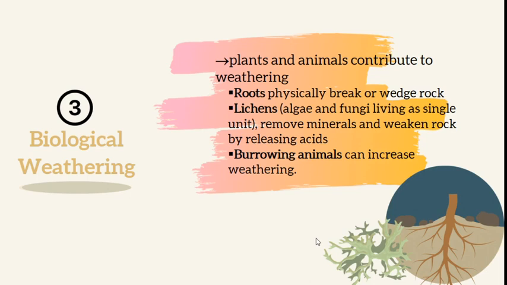One of the examples, we have roots, which physically break or wedge rock, which is very familiar to us, and I believe you have seen this in a real setting. Next, we have the lichens, in which algae and fungi live as a single unit and then remove minerals and weaken rock through releasing acids. Next, we have the burrowing animals, which can increase weathering.